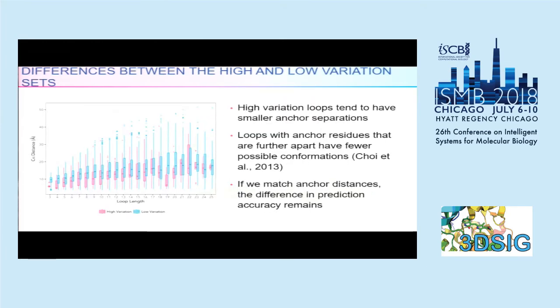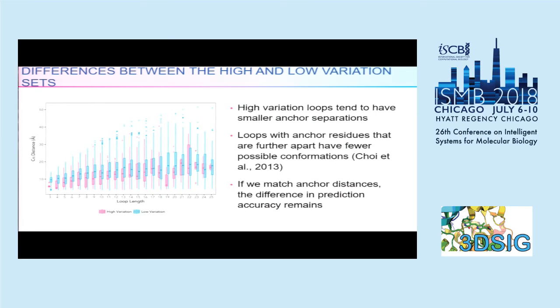So back to my sets. So what's the difference between them? Why can I do one and not the other? So the first thing is quite a nice thing, because it's sort of obvious if you think about it. High variation loops tend to have smaller anchor separations. So if you imagine I've got a loop running between these 2 points, it's like a piece of string if it's 10 residues long. If I pull these far enough apart, there's only one possible conformation, because it'd be completely taut, only one way to get between them. If I move them closer together, there's loads of places I can go. And it turns out that's something you can see.